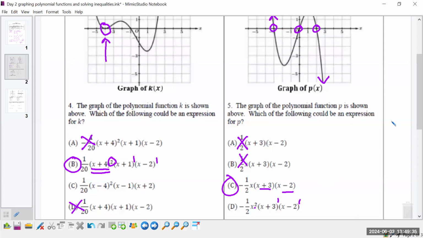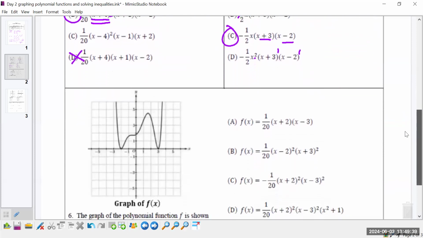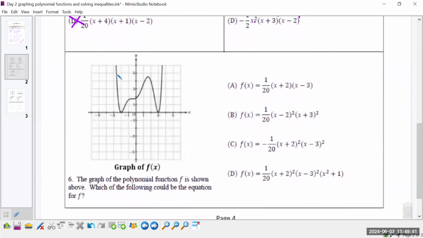Pause the video and work on number 6 on your own. Hopefully for number 6, you notice that both ends of the graph go up, so it has to be a positive leading coefficient and an even degree.